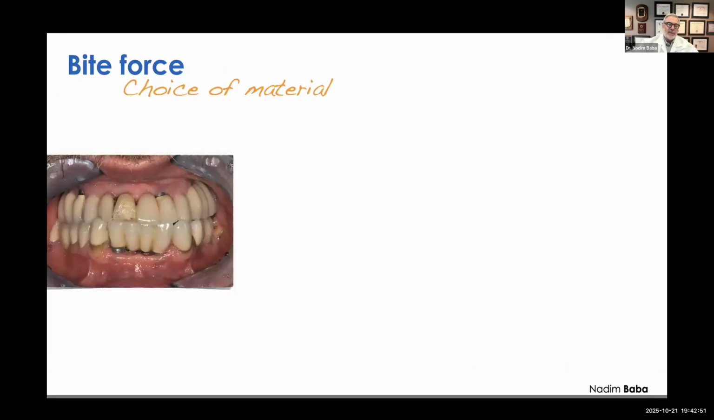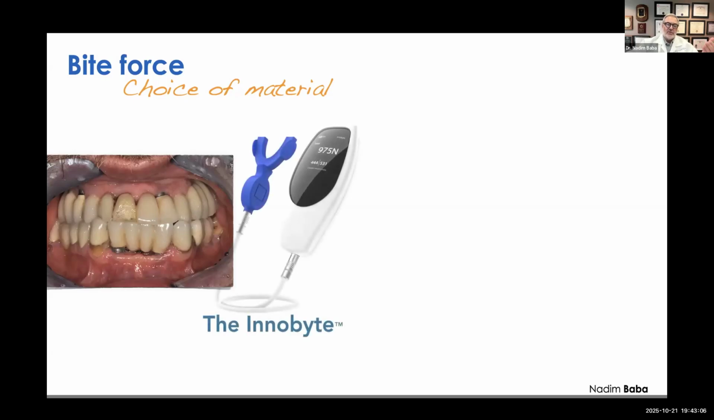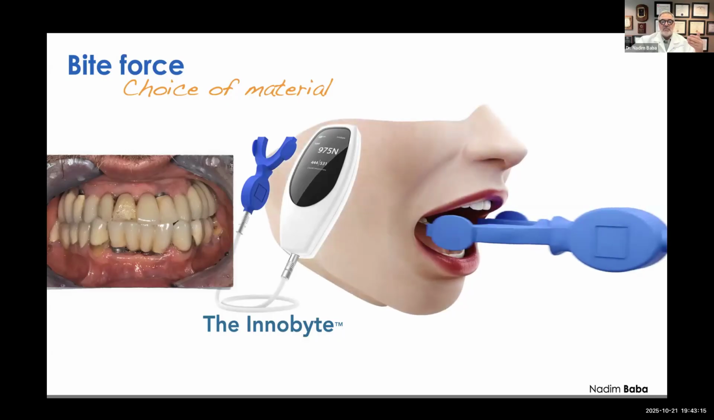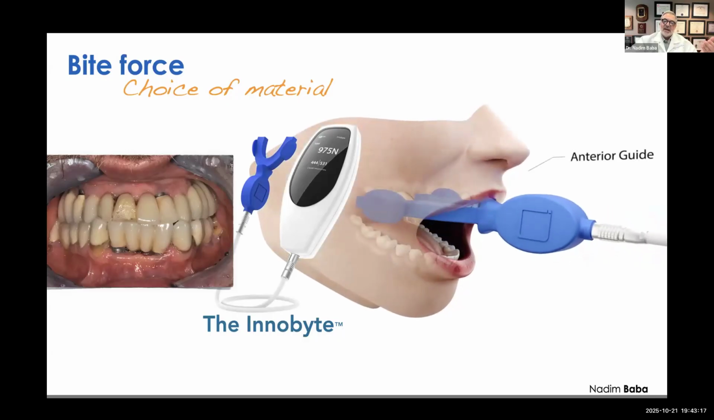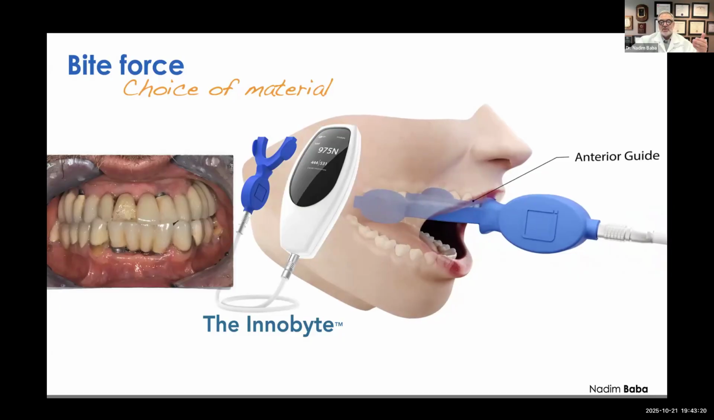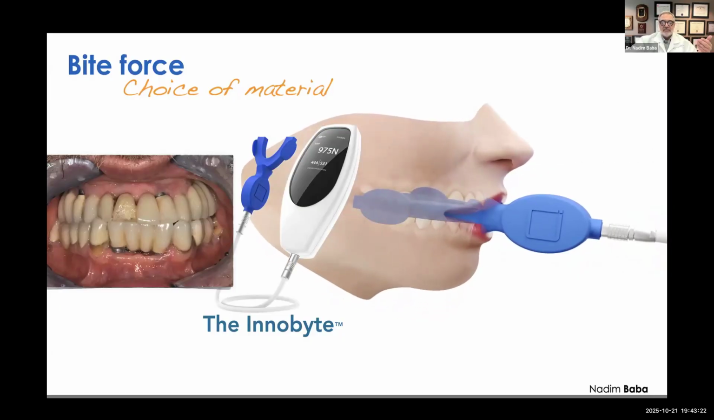Now, when I have a patient like this, who has already damaged all his PFM crowns, with bite collapse and implant failures, then I know that whatever I'm going to give him, he has the potential to break. So there is this little new device called the InnoBite that I've been using now. It's a Canadian company that came out with that device. Basically what it does is it measures the biting force to tell you exactly how much force the patient is applying when they bite together.